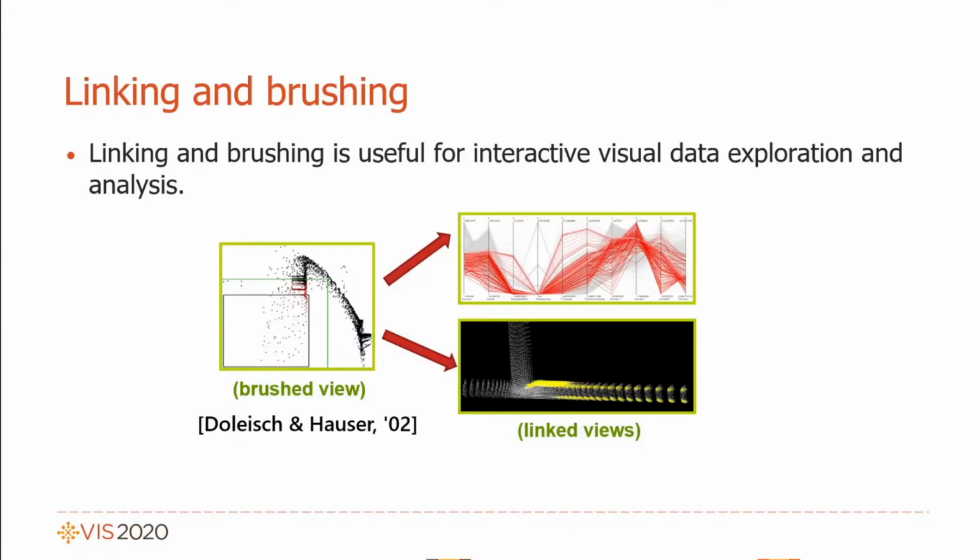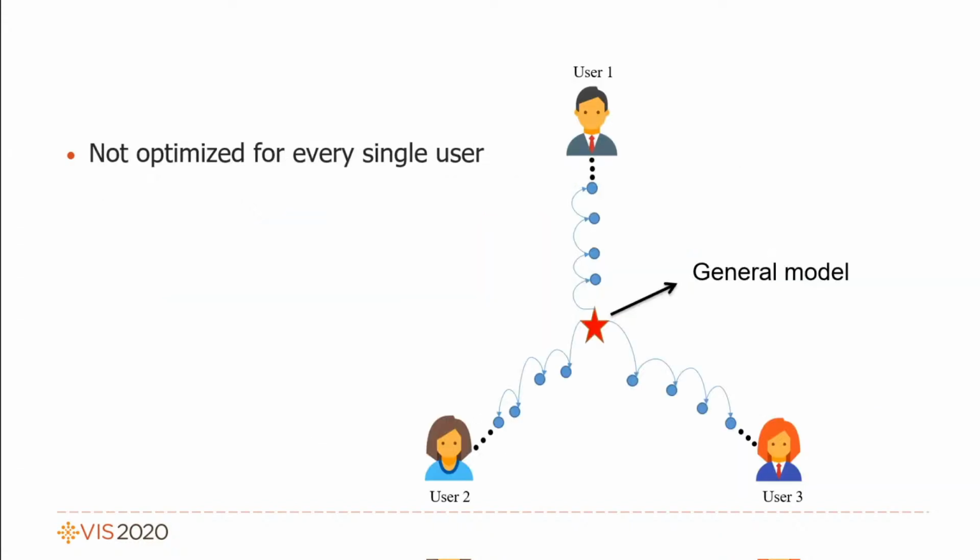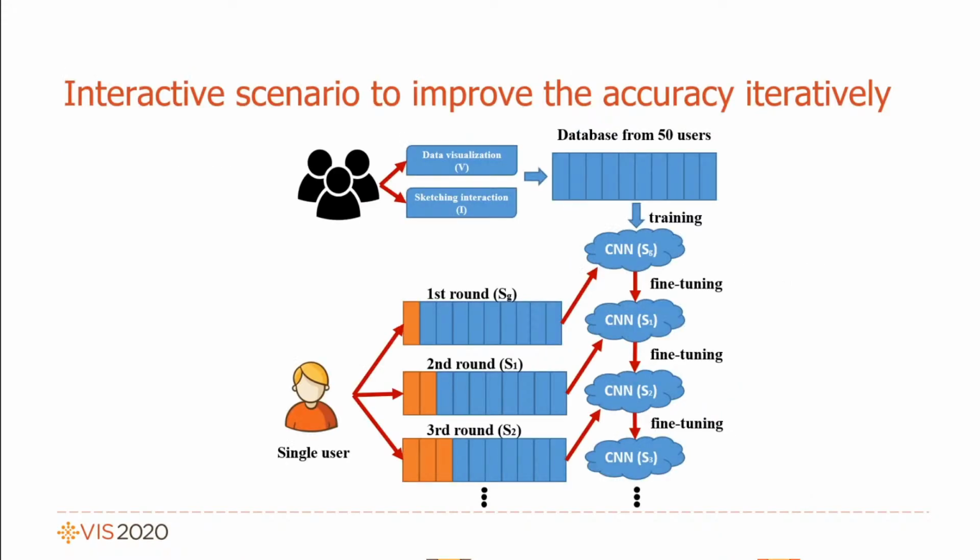Linking and brushing is very useful for interactive video data exploration. Data-driven brushing tools are getting popular recently and achieve good results, for example the Mahalanobis-based brush and the CNN-based brush. However, these brushing tools are optimized by the data from a large number of users, which are not suitable for everyone. In this paper, we introduce an adaptive brush model which takes the user in the loop to improve the brushing accuracy.